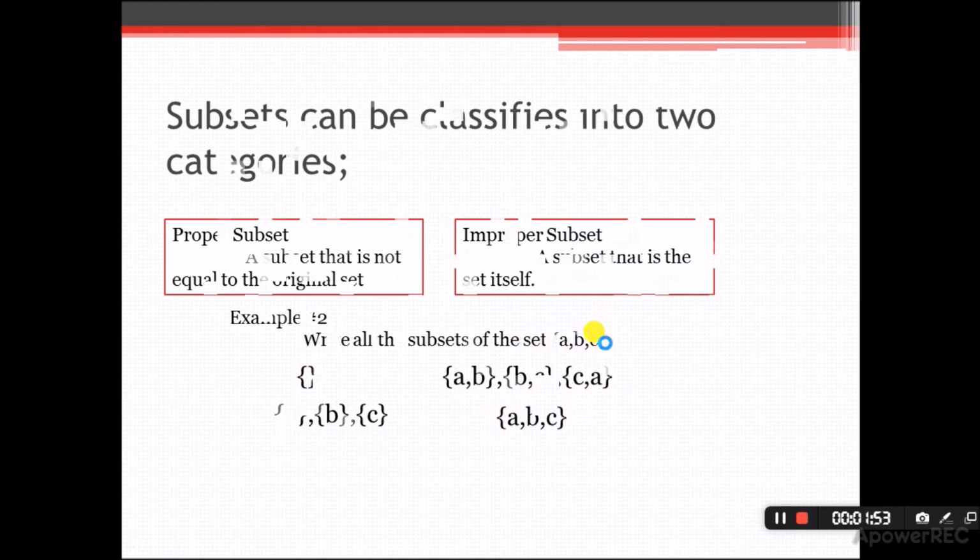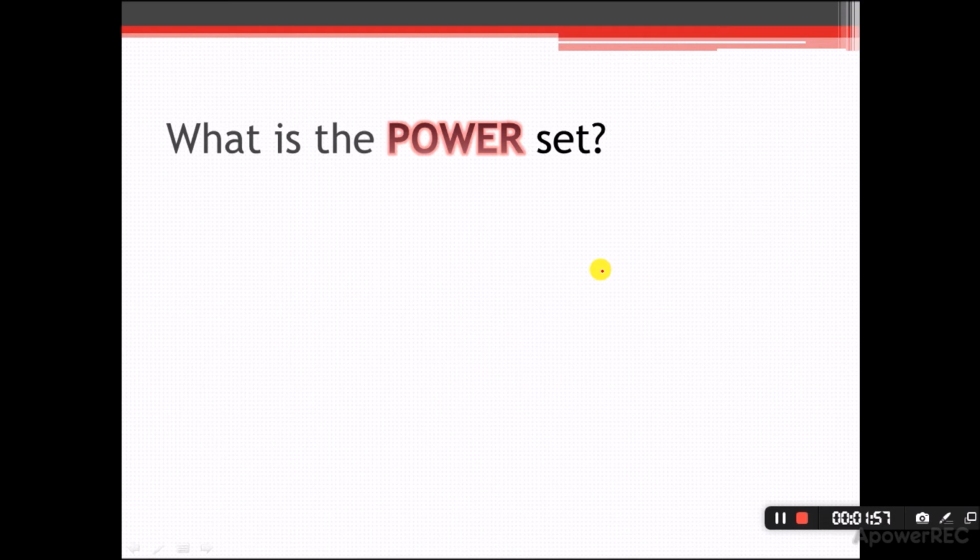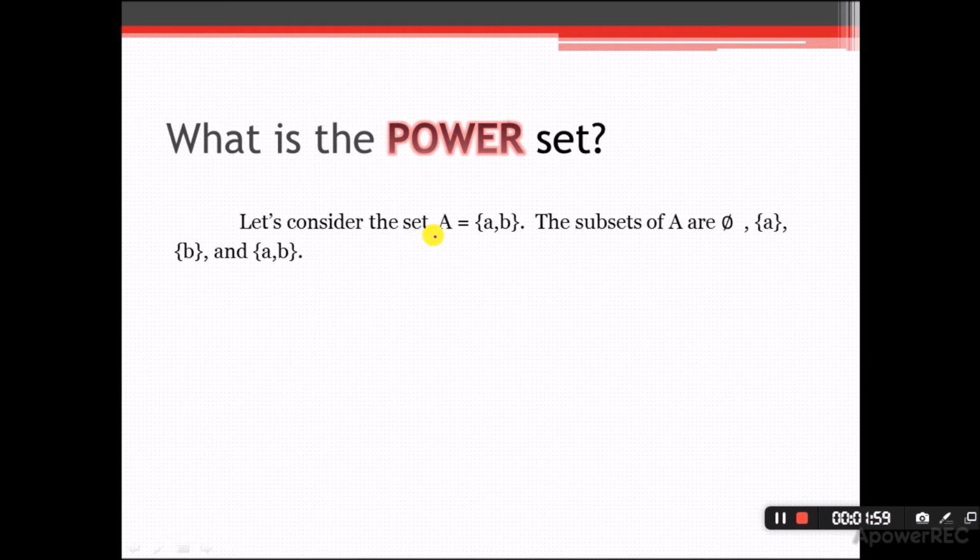What is the power set? Let's consider the set A having the elements A and B. The subsets of A are phi, or the null set, the set having the element A, the set having the element B, and the set having the elements A and B.